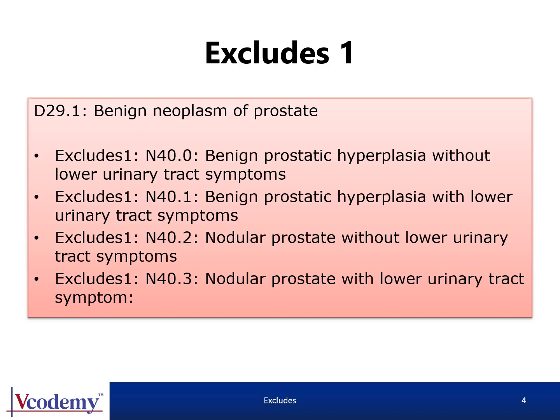So the code range N40 represents enlarged prostate. That is different from the benign neoplasm of the prostate, which the code will be D29.1. They are entirely different disease conditions. So you should not report D29.1 along with the N40 category.